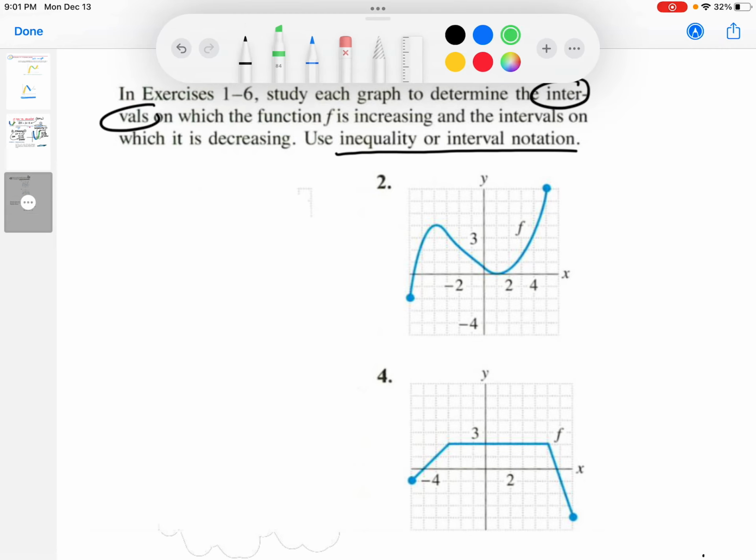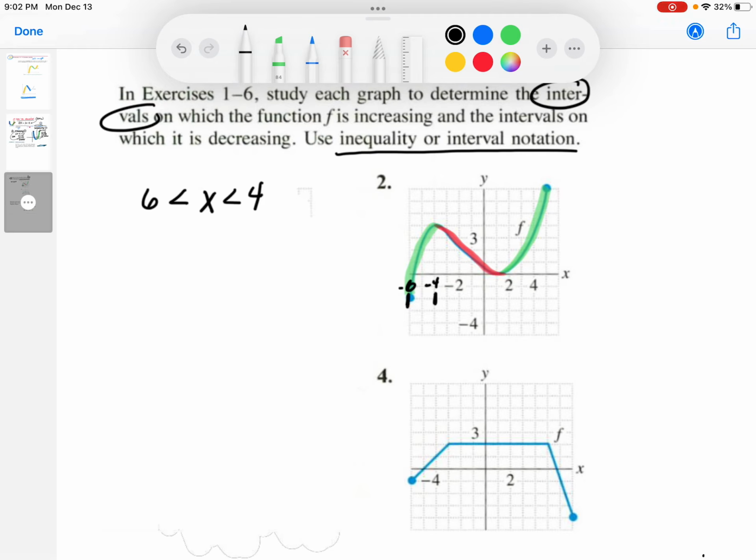Let's sketch. Looks like I'm increasing here, going up. Let me make that highlighter a little bit smaller. Here we go. Going up, and then I'm going down, and now I'm going up again. So I want to find out those intervals from green. It looks like -2, that's -4, that's -6 on your number line. So from where x is -6 all the way to -4, look at that. Where x is greater than -6, but less than -4, that's where it's increasing.